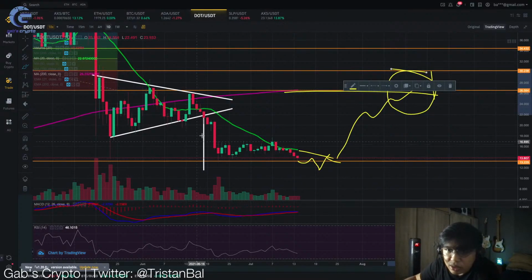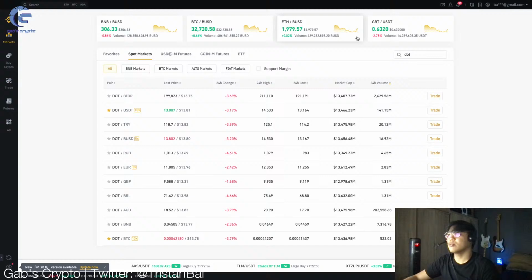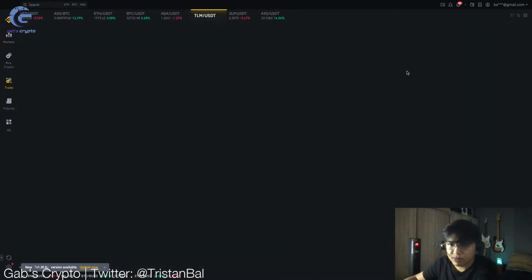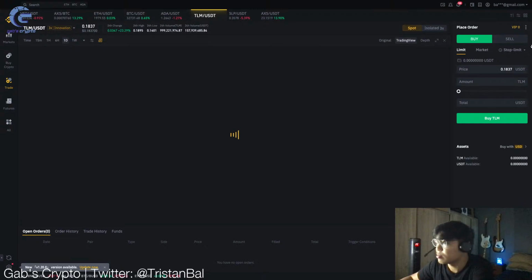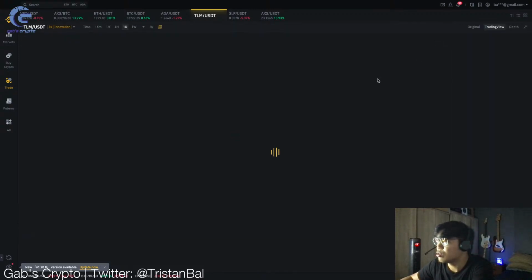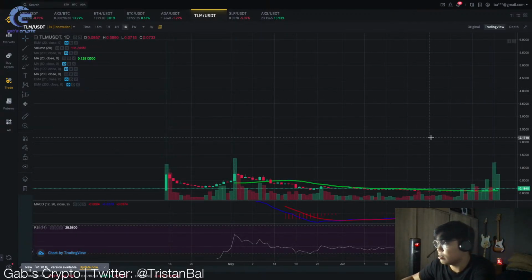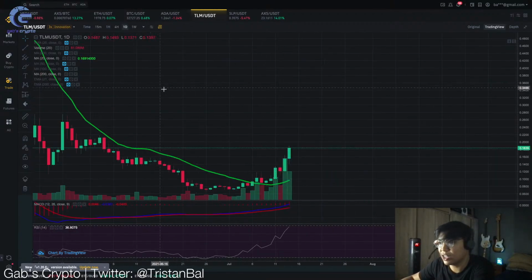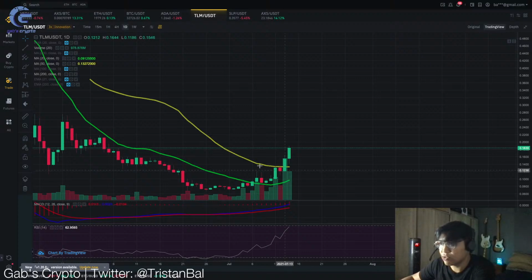Let's look at TLM. Sige, TLM tayo. Ako personally, I hold Polkadot kasi tingin ko maganda yung movement niya dahil sa kanyang relation with Cardano. So for TLM naman, not much. Pero may good news tayo for TLM. Na-break natin yung 20-day moving average. So this would mean na magpa-pump tayo. Na-break natin yung 50-day moving average.